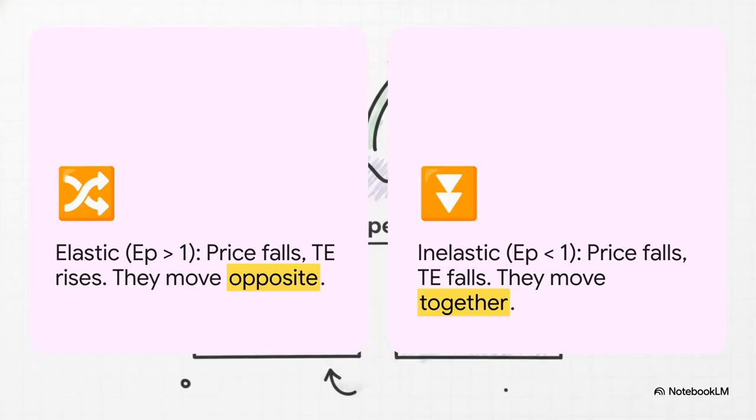To really cement this visual map in your mind, let's just put them side by side. In Zone 1, at those higher price points, dropping the price actually makes you more money overall. Price falls, TE rises. Opposite direction. But keep slashing prices all the way down into Zone 3, and dropping the price destroys your overall revenue. Price falls, TE falls. Same direction. The T1 curve literally proves visually what that matrix taught us conceptually.